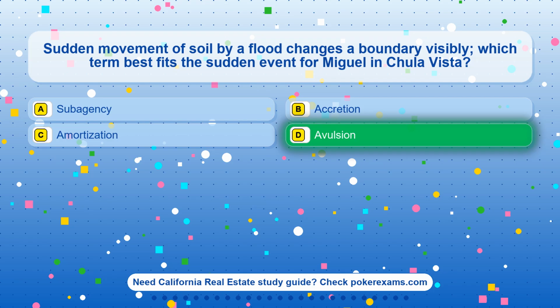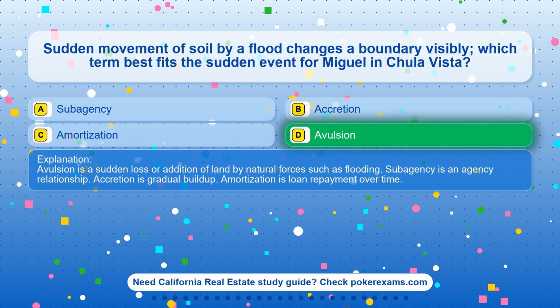The correct answer is option D. Avulsion. Avulsion is a sudden loss or addition of land by natural forces such as flooding. Supervising is an agency relationship. Accretion is gradual buildup. Amortization is loan repayment over time.